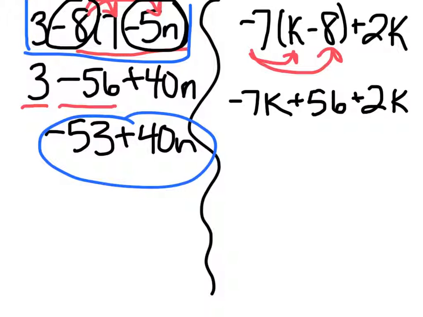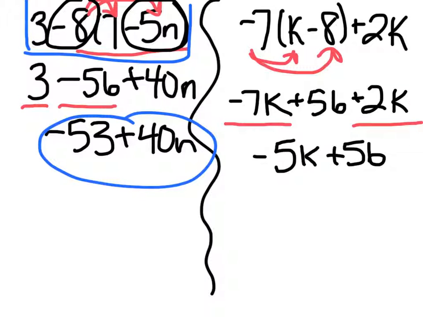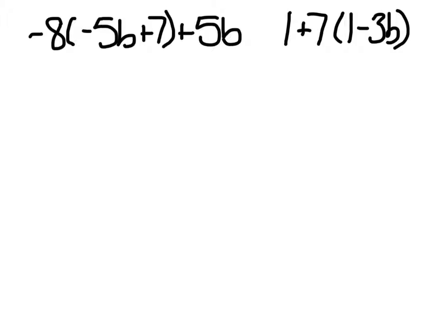I'm going to go ahead and look for my like terms. In this case, I have k's, right? I have negative 7k and 2k. And I don't have anything to go with that 56 by itself, so we can't combine that with anything. Negative 7k plus 2k is going to give me a negative 5k plus 56. That's my answer. Let's try a couple more. Alright, this is a really long one. So we're just trying to shorten it up.